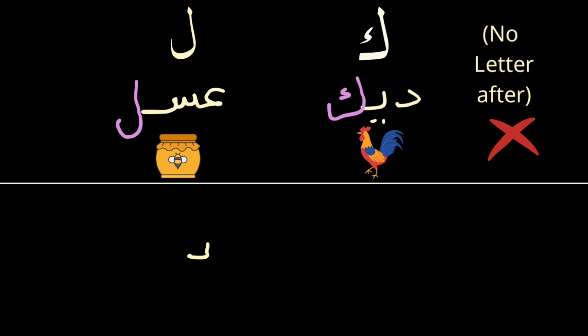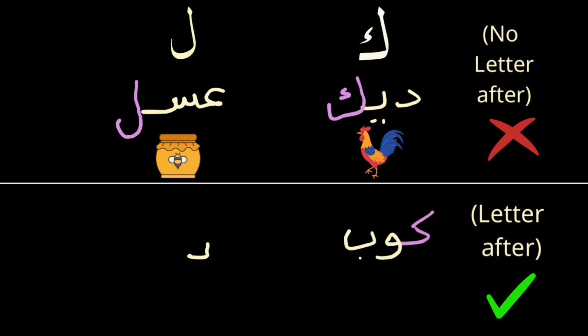Now let's check some examples on when we do have some letters after. In Kub, we've started with kaf and it's followed by a waw. That's why we've changed the drawing, as you can see. Same here in Laymoon. We've started with lam and it's followed by a ya. So we've changed the drawing into 2 straight lines from up to down and then from right to left.